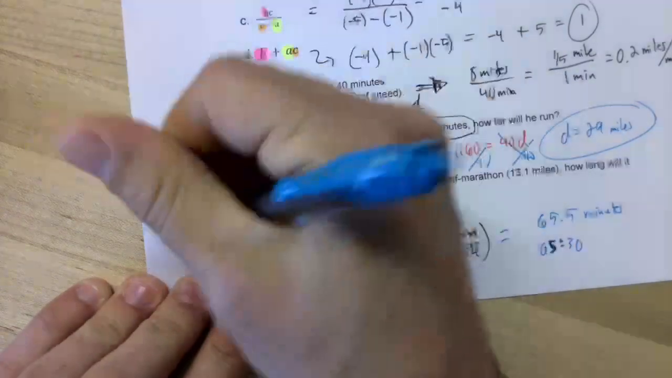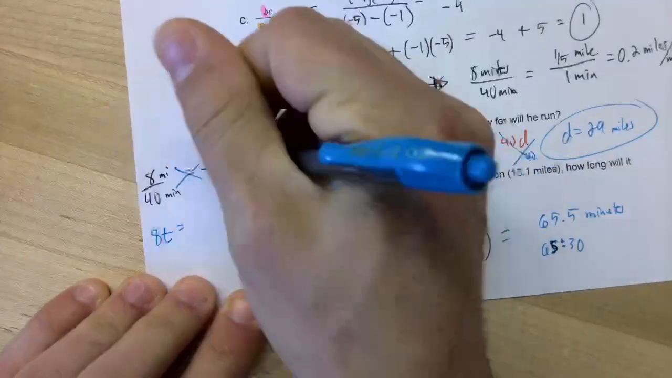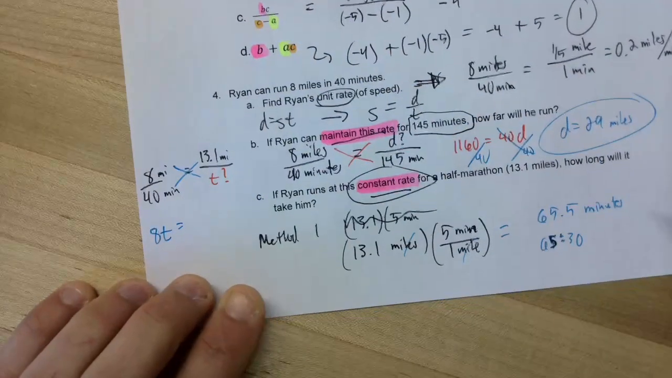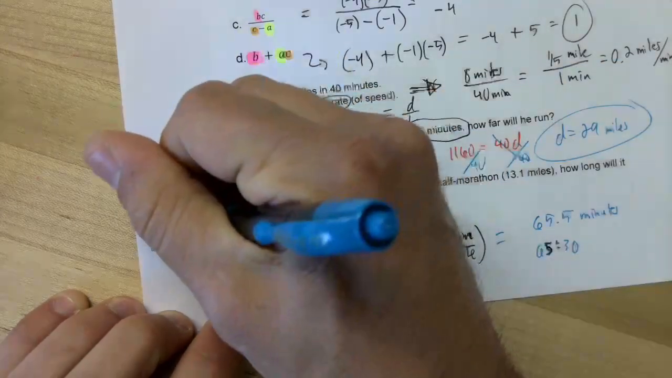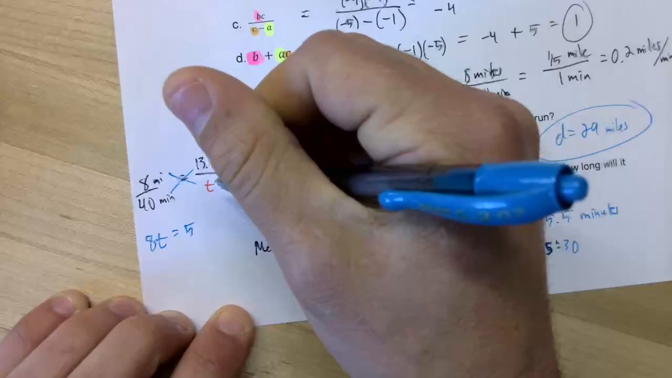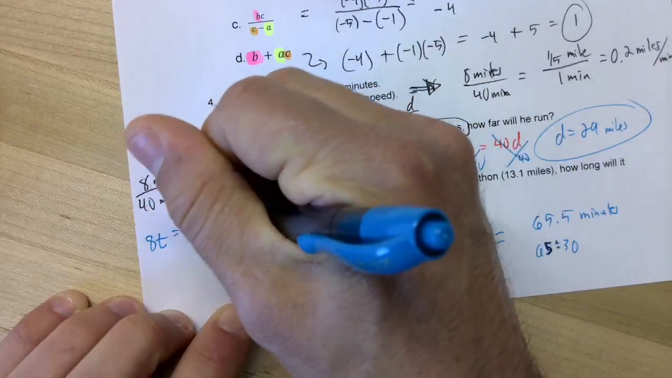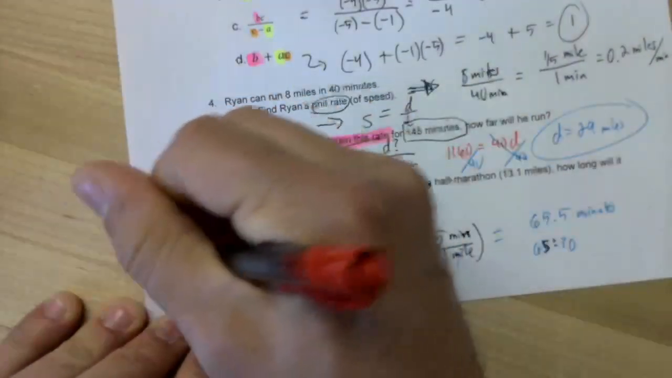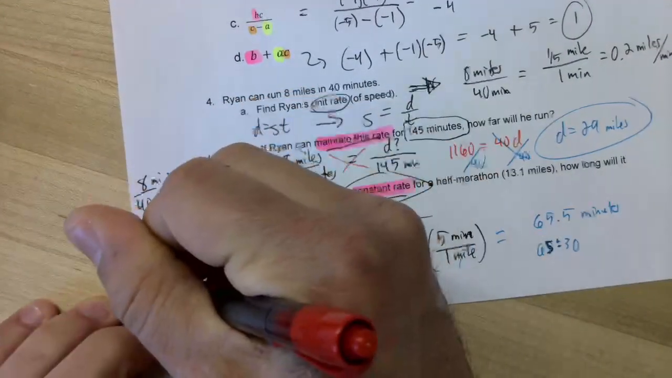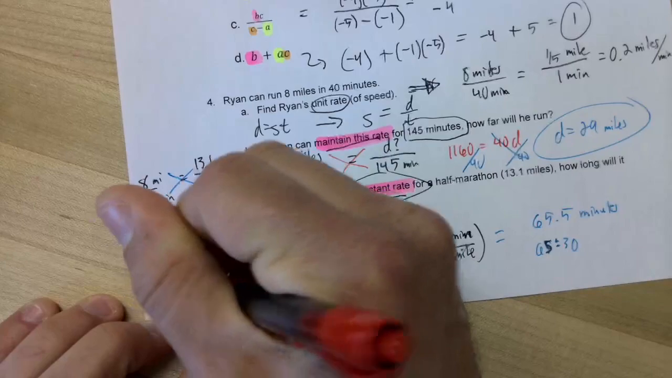I want to do the same thing. 8 times t equals 13.1 times 40. 524. Then we're going to divide by 8. And we'll get 65.5.